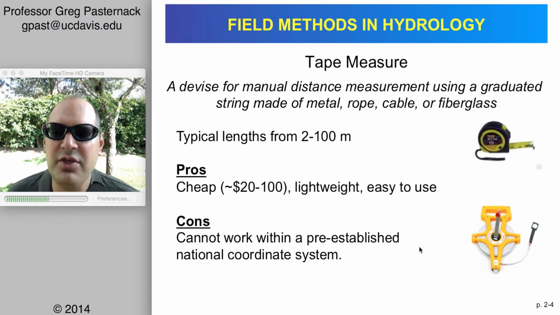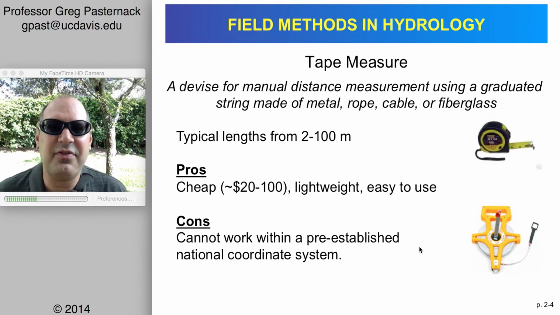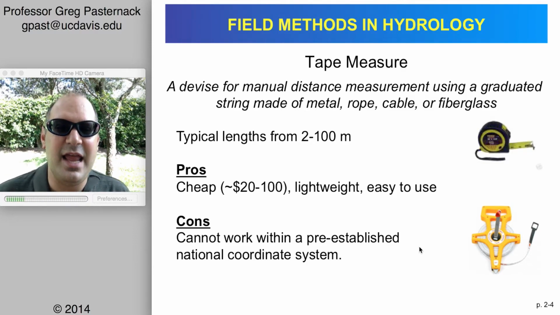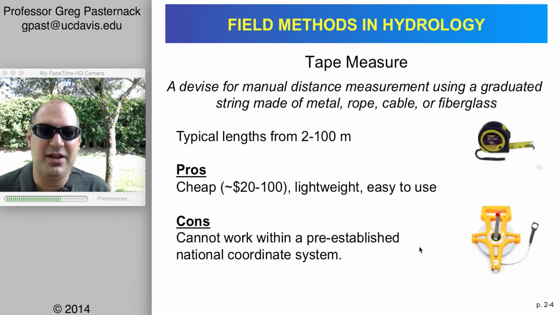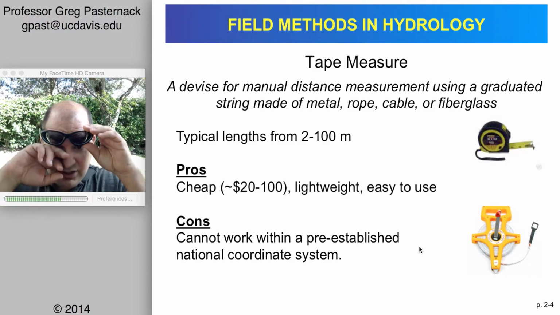Okay, so let's start working through the specific technologies. I always like to start with the cheapest, simplest methods. These give you the least amount of information, but they're very fast. Of course, I'm sure you're all familiar with a tape measure. It's a device for manually measuring distances using a graduated string of some kind made of metal, rope, cable, fiberglass. Typically, it could be as small as a ruler, so 1 foot long, to hundreds of feet or meters long. But of course, the longer it gets, the more difficult it is to manage it.